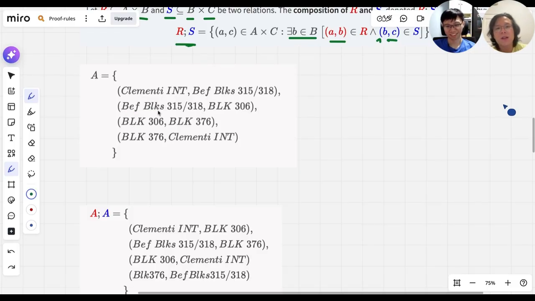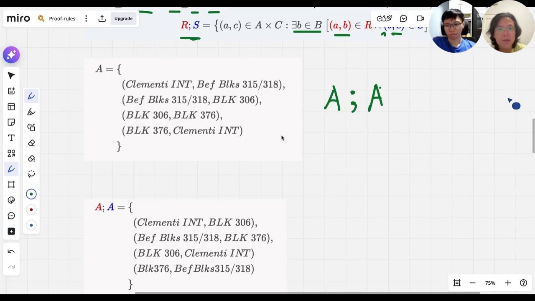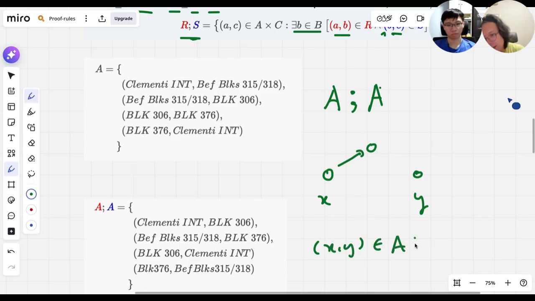Okay, so if this is our relation, we can do A compose A, by the way. There's nothing stopping us from doing this. No math police to arrest me. If we do A compose A, we're going to relate two bus stops if from one bus stop we can find a middleman. I'll call this bus stop X and this bus stop Y. We will relate X and Y, so in other words, X and Y is in A semicolon A, if we can find some middle bus stop, which I'll call M, such that X is related to M and then M is related to Y.